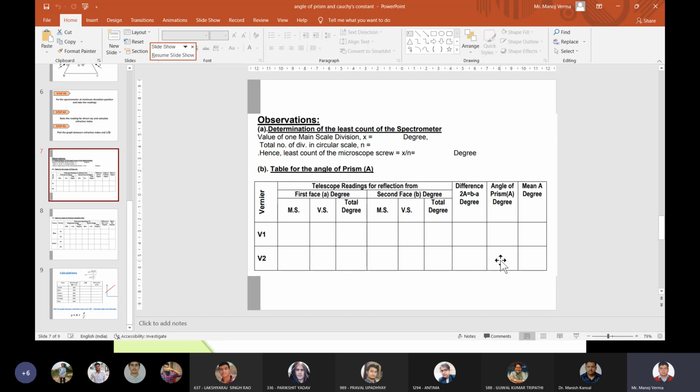Similarly, there will be another A, and you have to take the average of both of these values, mean A. This will be a single row, mean A. So this also I will give you.